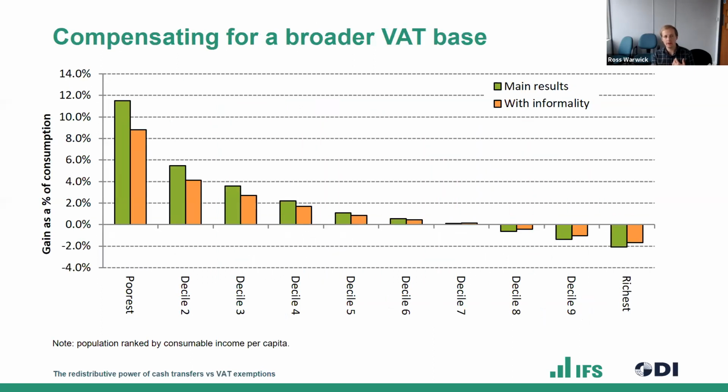What this means is that when we model the broader VAT base and universal transfer, although the qualitative pattern is almost identical, it's just the scale of redistribution that is potentially altered. So poor households benefiting see a kind of 8 or 9% gain in consumption rather than close to 12%.